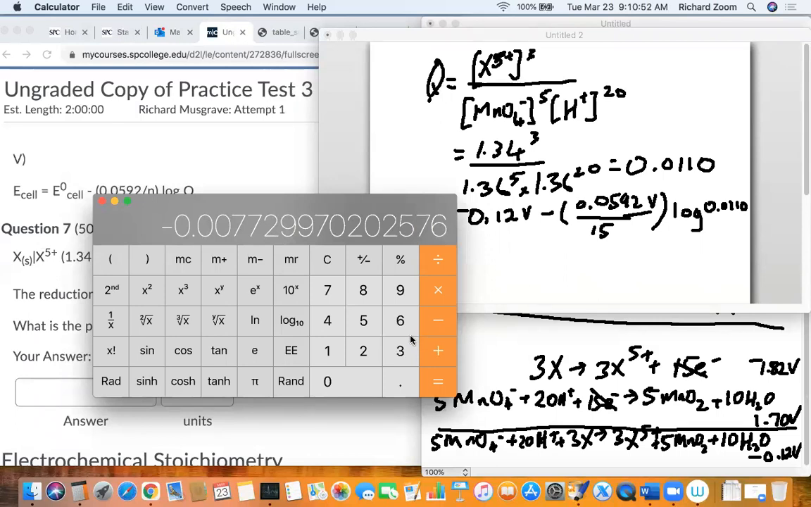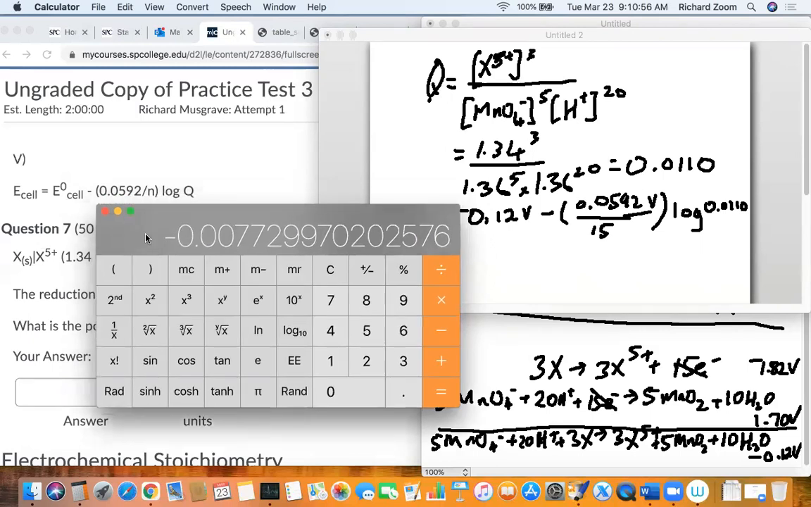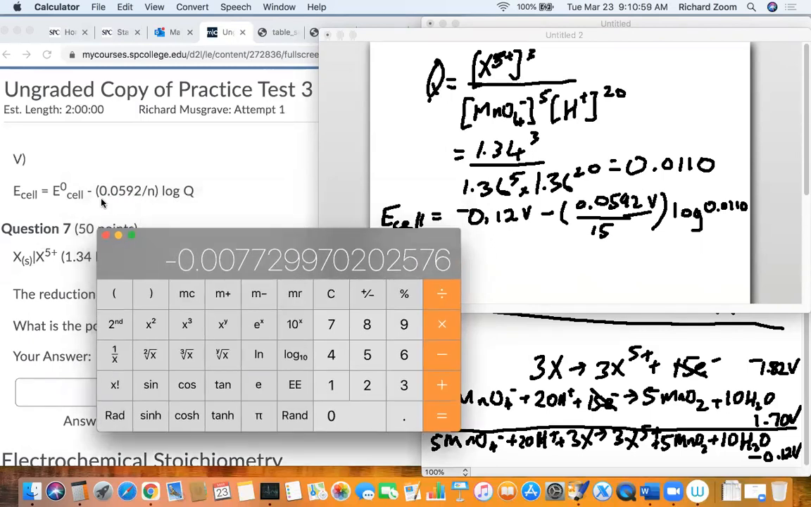Question. Where did you get the 0.0592? It's in the equation, do you see that? Okay. All right.